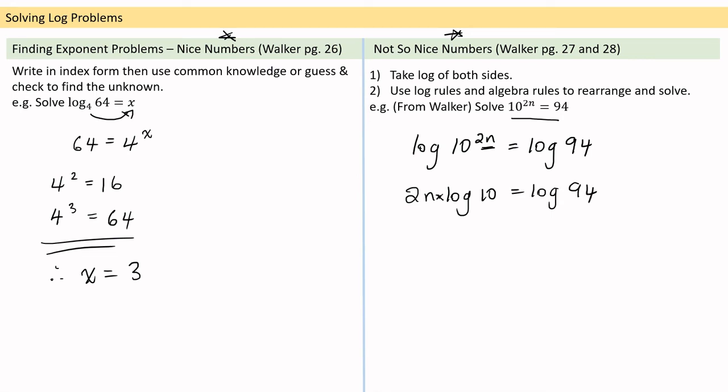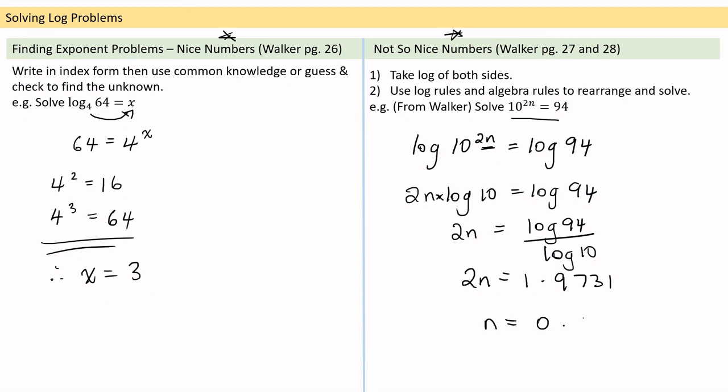This means times in here, two things written next to each other. So we can divide both sides by log 10. And we get 2n is equal to 1.9731. Then we want to divide both sides by 2. And we get n is equal to 0.9866. This method here would have worked over here too once we got to this stage, but it's really not necessary when these ones are quite simple.